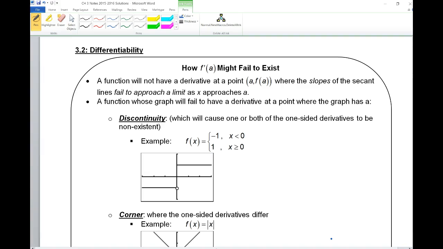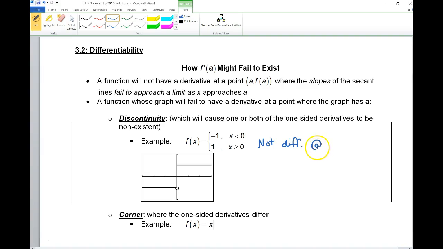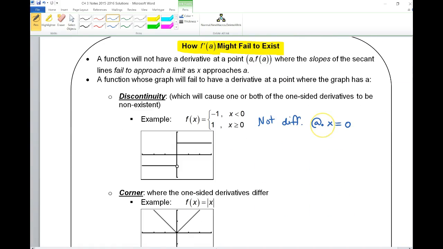Yes. So I'm looking at a specific f prime of a. This is not differentiable at x equals 0. Now, can it be differentiable at -1? Yeah. Okay, so we're looking at just one specific point. I'm just giving you an example of what that would look like.